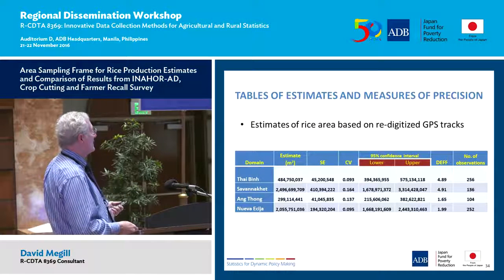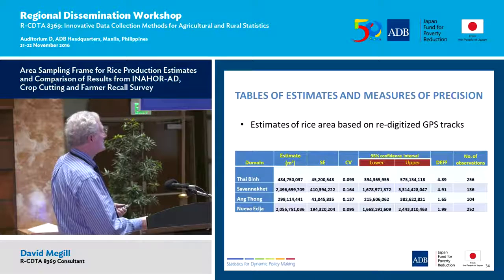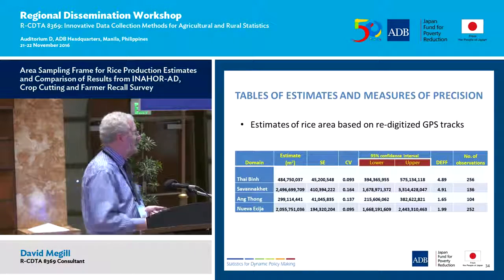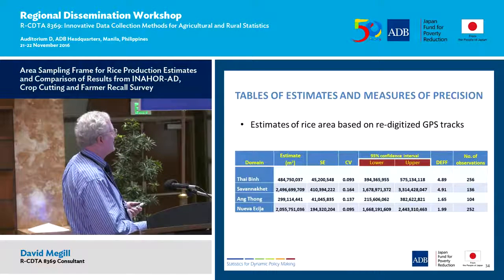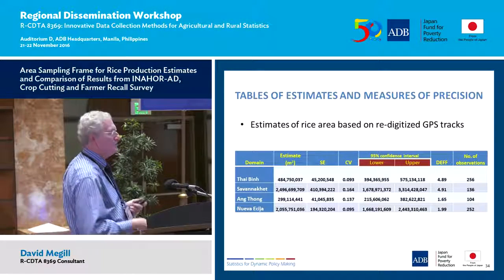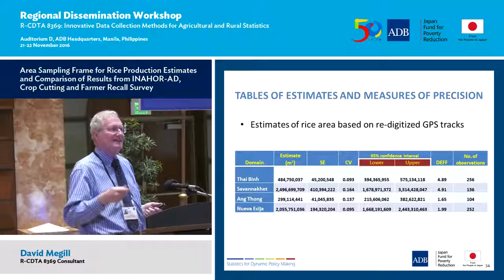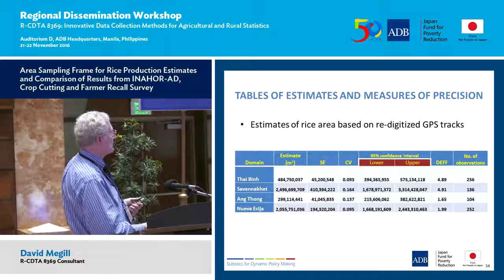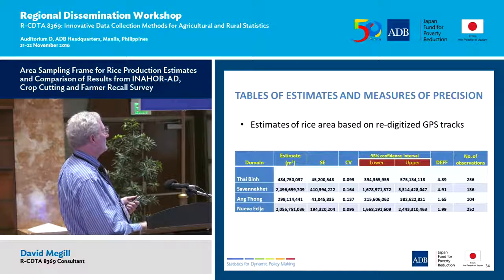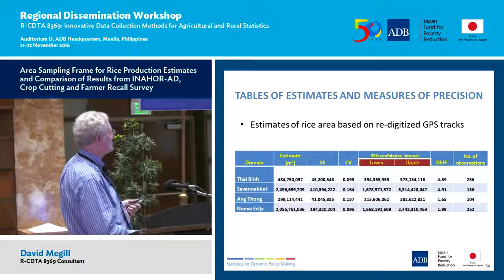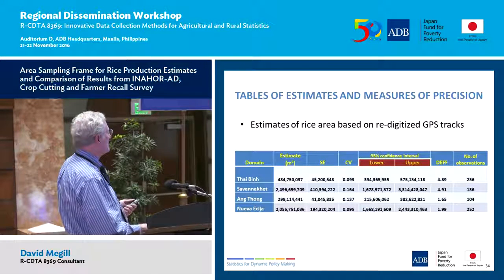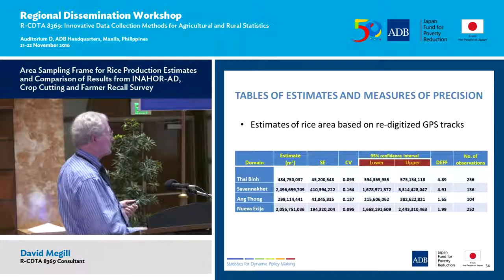So now, what does the design effect tell us? What the design effect is measuring is the homogeneity, the similarity in the size of the plots within a particular mesh. And so you can see this varies also by country.